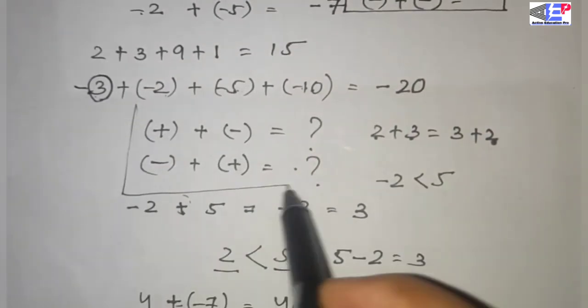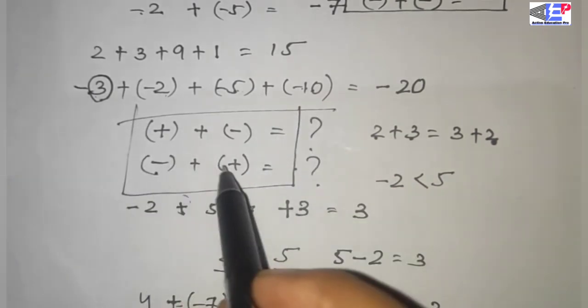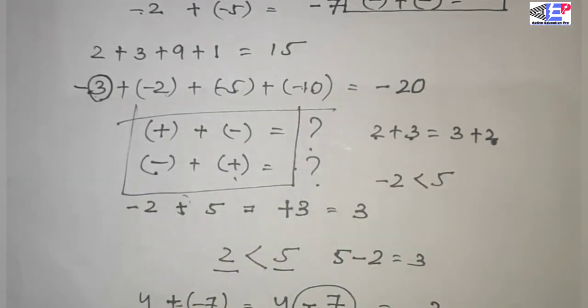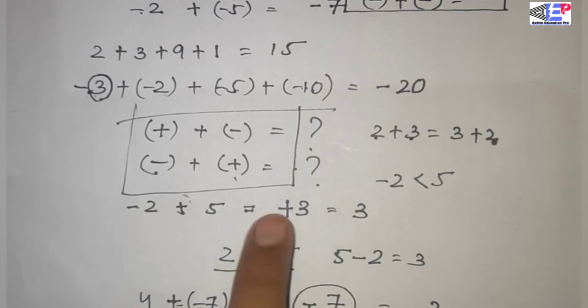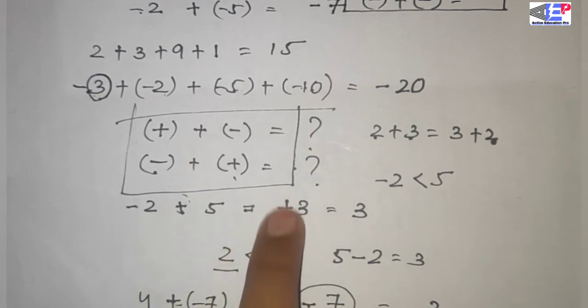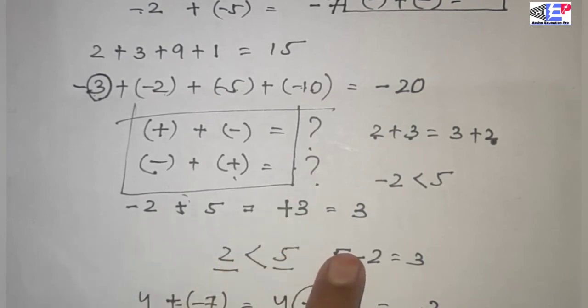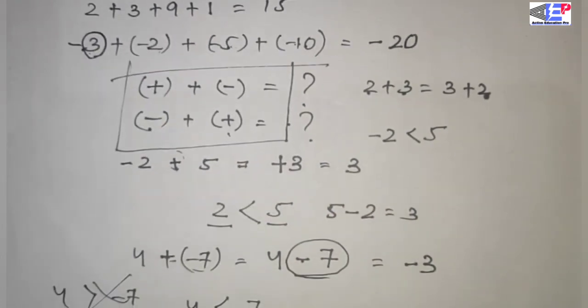But in the case of a positive integer with a negative integer, or a negative integer with a positive integer, as per the comparison rule of integers, first compare the numerical values and put the sign of the larger numerical value on the result. The larger numerical value is 5, so put its sign, plus, a positive integer, and then simply subtract the numerical values. Then you get the addition result of integers. So at the time of addition of opposite signs, first compare the numerical values, then put the sign and subtract the numerical values, because both are of opposite signs.